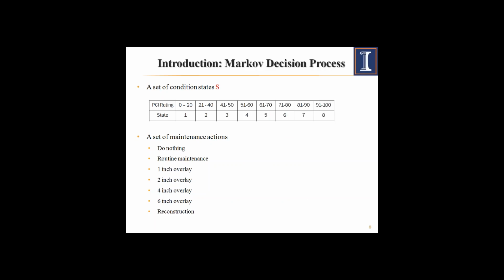So we have a set of states. Usually for pavement, 8 states is considered. And then we also have a set of available actions. What we are really interested to know is when we should do a specific action. Like if we are in state 7, what maintenance action should be performed? Should we do nothing, or should we do a routine maintenance just to lower the chance of going to a worse state?